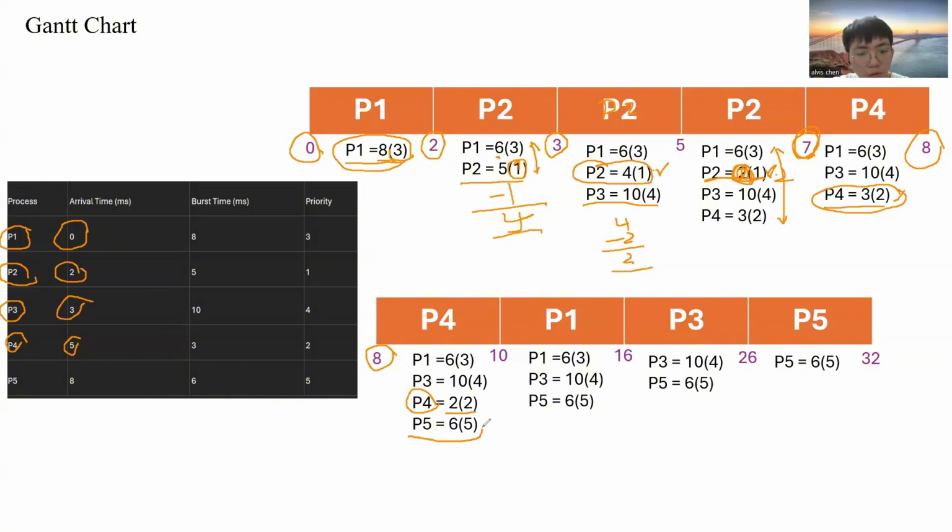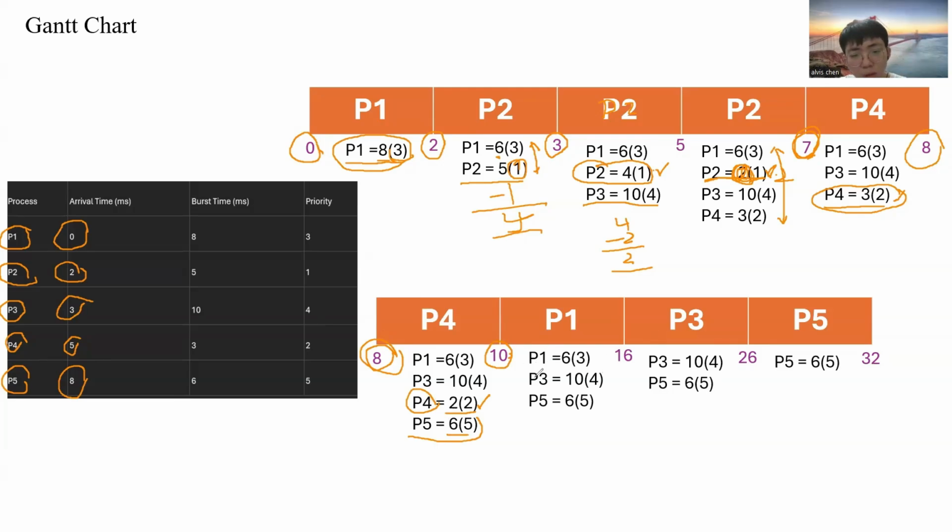We can write down the P5 from the process. The arrival time has already come, right? From here, the 8. The P5 has already arrived. And we can write down 6 and 5. The burst time is 6 and the priority is 5. And we compare which one is the smallest one. The 2 is the smallest one, right? And we stop at the 10. And we will be done with process 4.